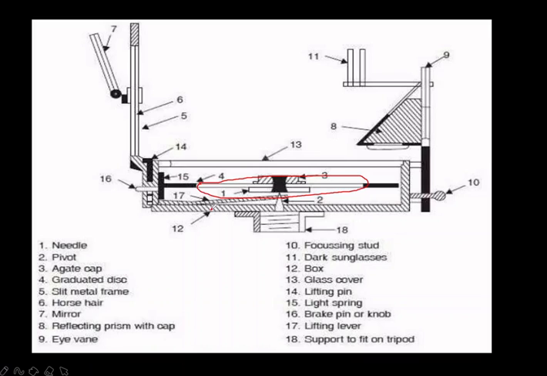So this is the slit which is used in the object vane. So see here, slit metal frame. This is the frame which helps us to bisect the object. Okay, I'll tell you the function of each one by one. Next, in that slit, it contains horsehair. Okay, with that horsehair here you can see the mirror.